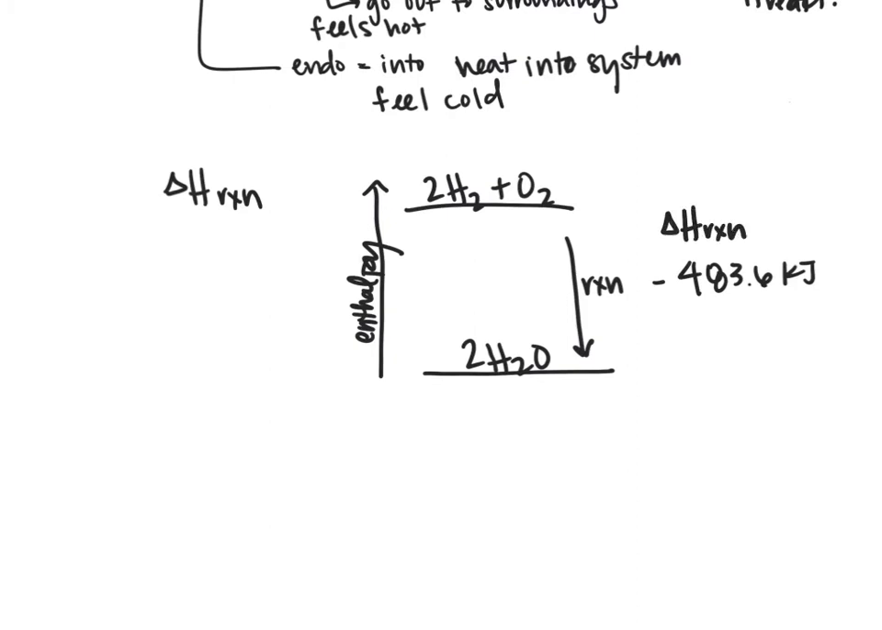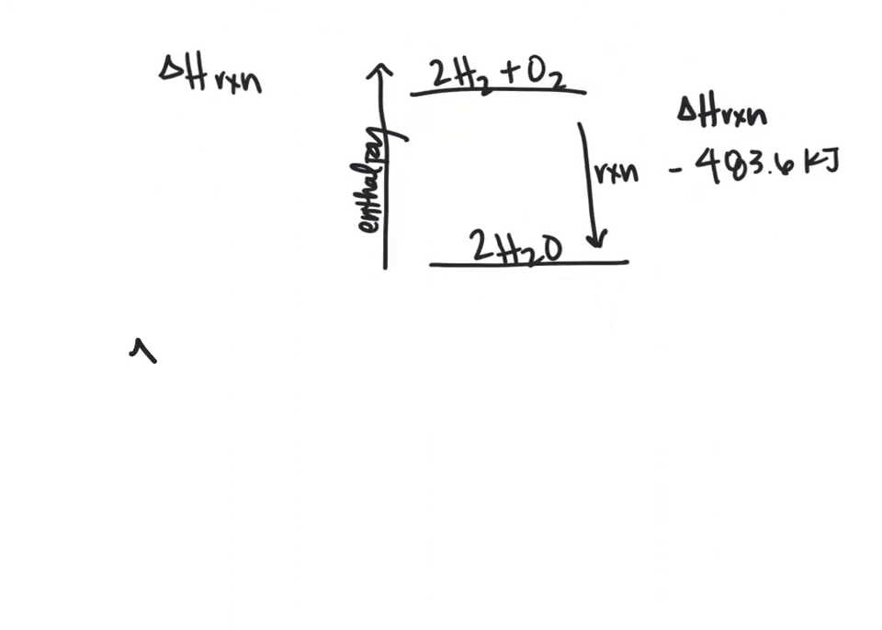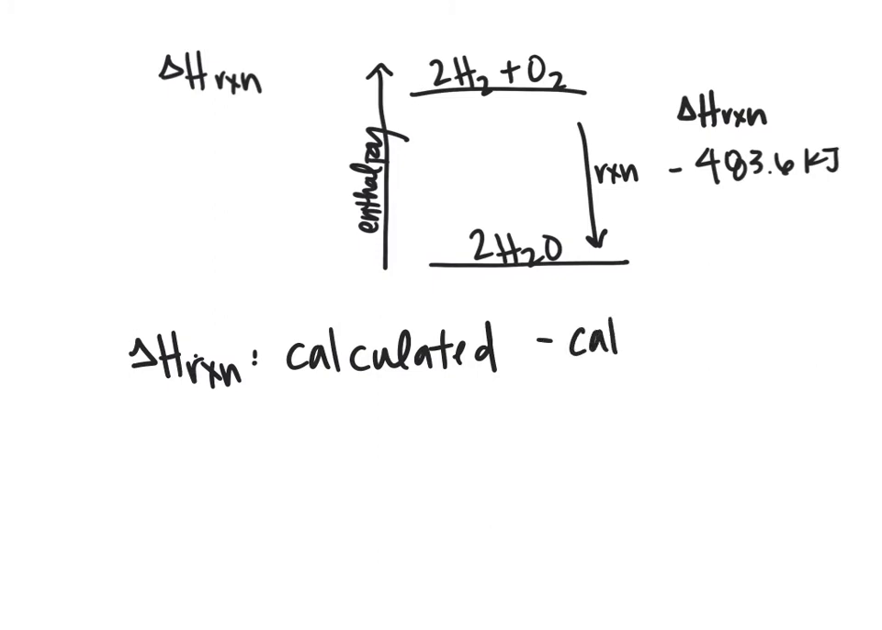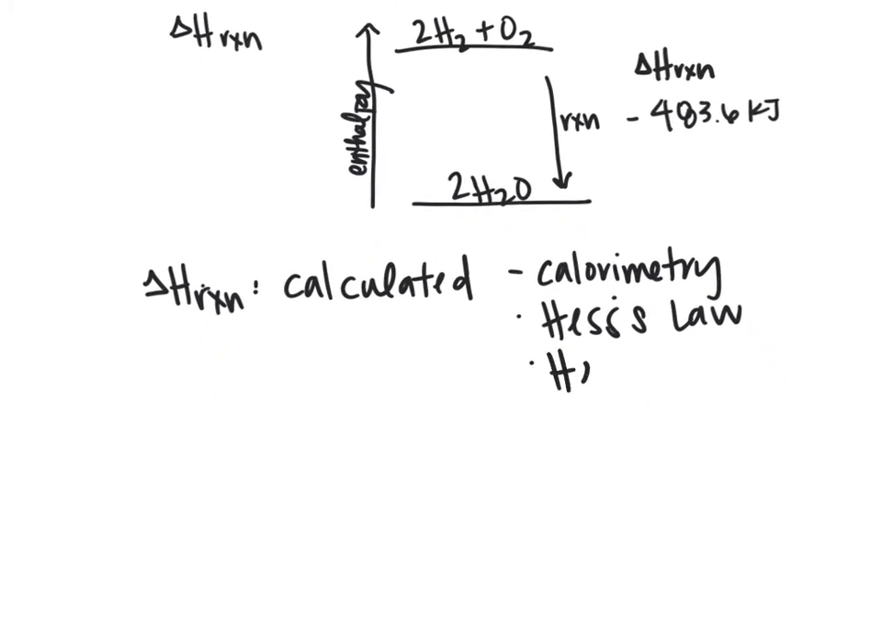The delta H of reaction can come from a number of different things. Delta H of reaction can be calculated, and we're going to look at 3 different ways in this chapter and 1 in a later chapter. We can calculate it using calorimetry. We can use Hess's law. And we can use heats of formation.